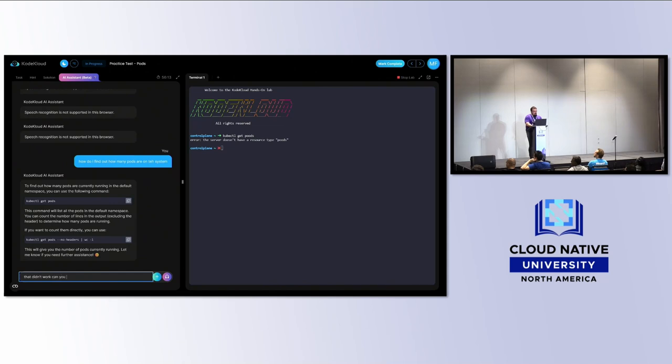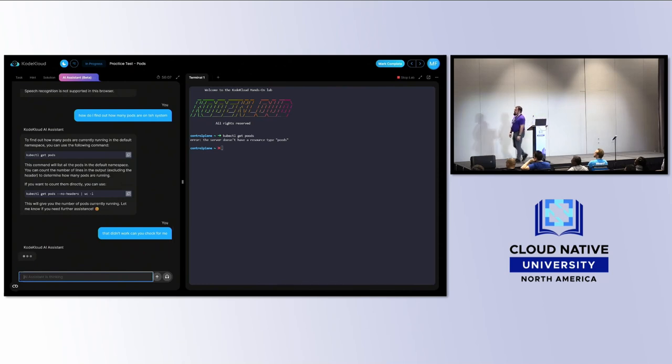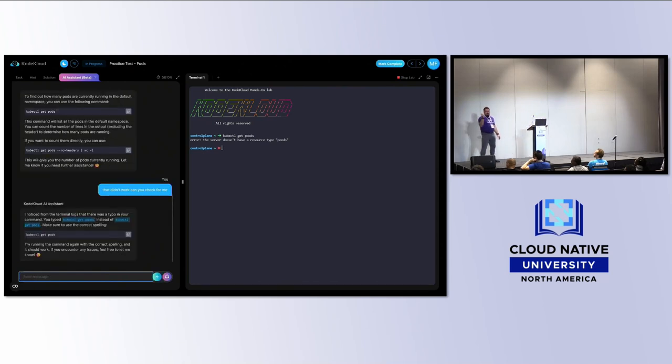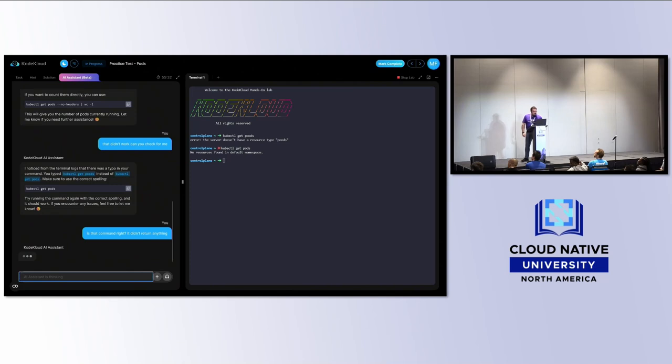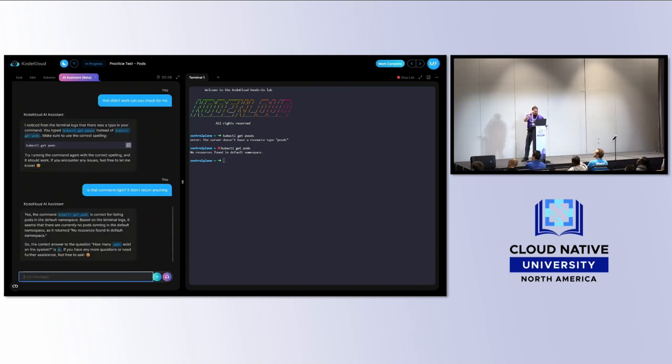That didn't work. Can you check for me? It's thinking for a second. That's pretty quick, right? It says, yeah, there's a typo in your command. So it is watching the command line. And so this time, maybe that's correct. Let's find out. Notice I'm not using any aliases. No default resources. It didn't return anything. And so it's actually going to look and say, yep, that's correct.